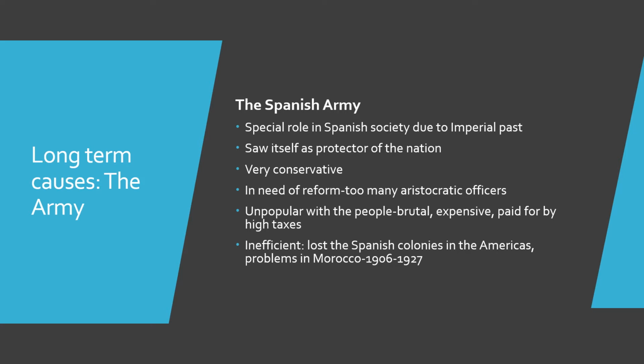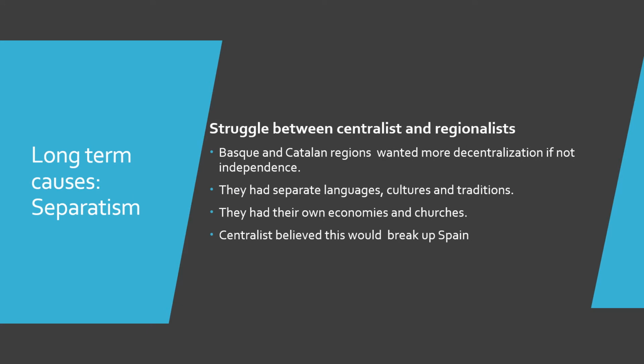Another problem facing Spain at the time was the rise of separatism within its borders. In fact, it still has that problem today. Both the Basque regions and the Catalan regions wanted more decentralization, if not full independence, and not less. They had separate languages, separate cultures, separate traditions, separate churches, and while they were ostensibly in Spain, they really felt they should have more autonomy within the actual region.